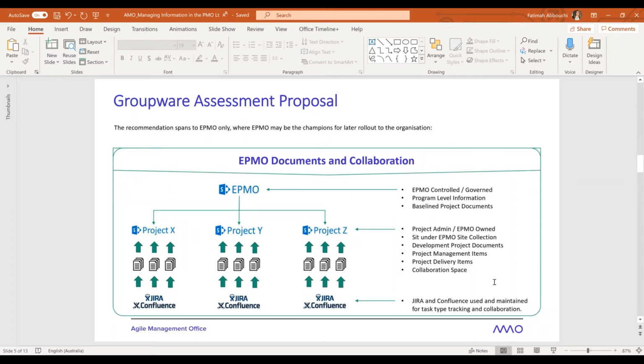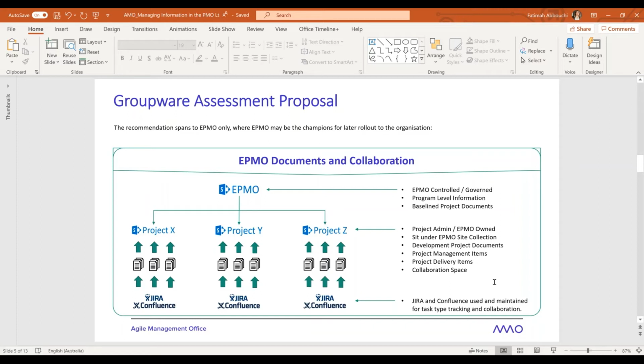If we're looking at information and knowledge management from an enterprise perspective, and we were thinking about running an EPMO, an enterprise PMO, for example, this is an exact example that we have used for a client of ours in recent times, where at the time they didn't have any particular groupware in place that was being leveraged to its full capability.